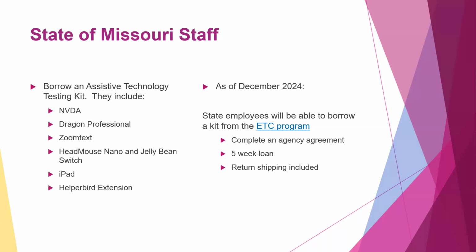This will eventually be a kit folded into our device loan program called ETC. Borrowing this kit will involve completing an agency agreement. Then for about a 5-week period, you'll be able to borrow the devices and test if you're working on projects, or just learn how to use the AT for testing. What's nice about this device loan program is that it includes return shipping. You keep the original packaging and return everything through UPS at our cost. That's what ETC will offer going forward into the coming year.